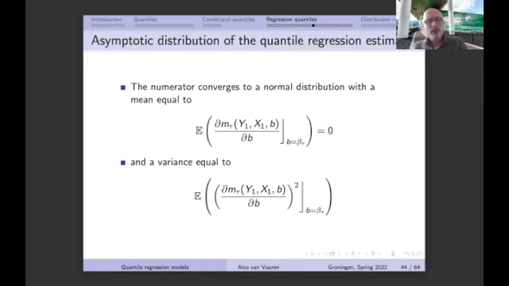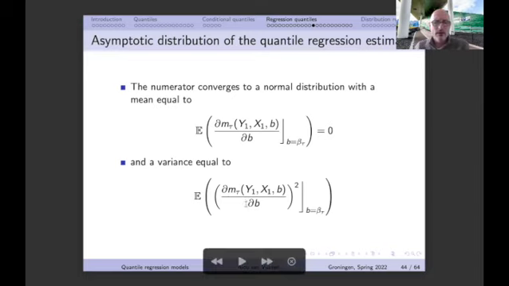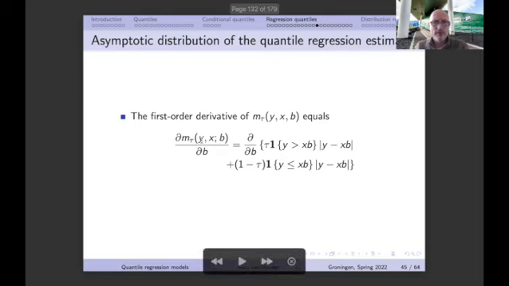So therefore, the first thing I'm going to do is look at the thing here within parentheses, this first order derivative. What is that first order derivative? Well, that's of course the first order derivative of our m function, and we just defined it to be equal to this thing over here.